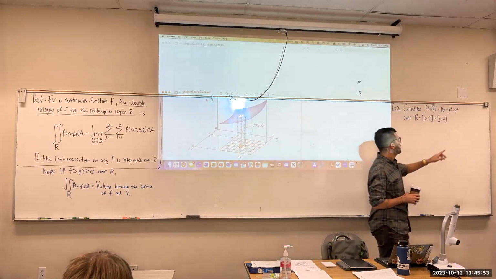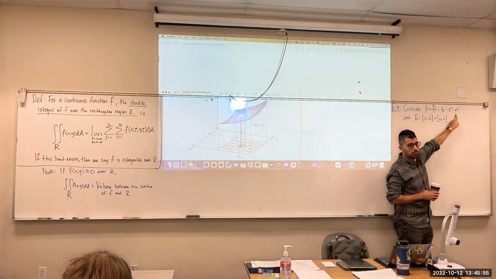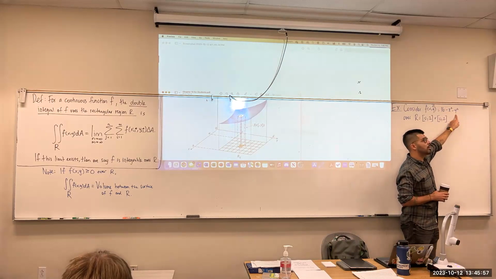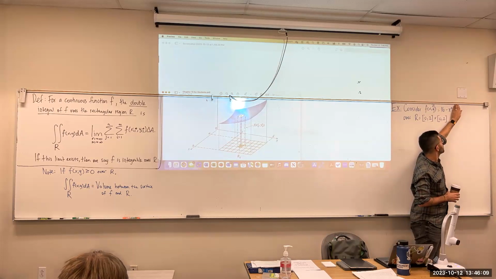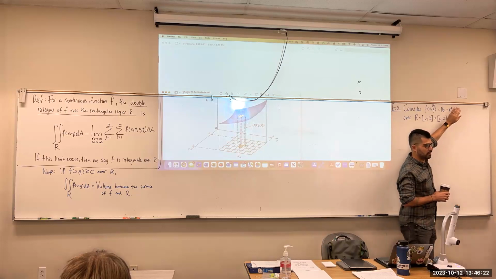It might help if you let one of these equal 0. Right, so you can say, for example, on the xz plane, when y is 0, what does that look like? What does that curve look like on the xz plane? Z equals 16 minus x squared. A parabola facing down, shifted up 16 units. Okay?